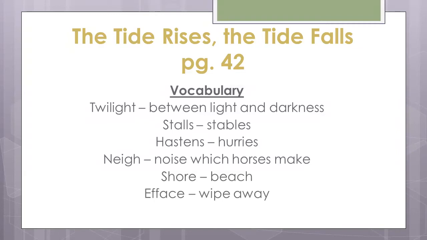Twilight. It means the time between light and darkness. Stalls means stables. Hastens means hurries. Neigh is a noise which horses make. Shore, beach, seashore. Efface means wipe away. Learn these word meanings. Then move to the next section, reading for details.